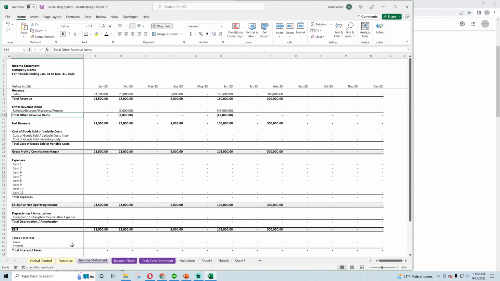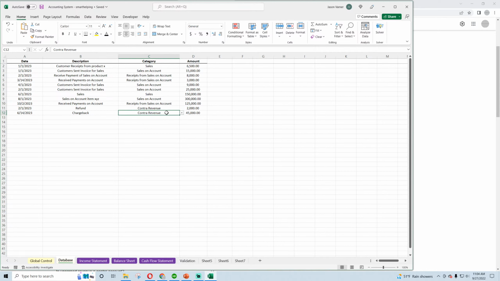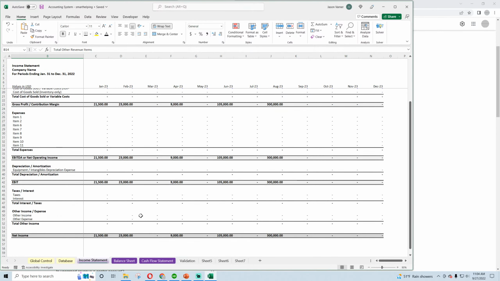So whatever you put as contra revenue is going to reduce revenue by that amount for that month, whatever it might be, and that just flows through to net income.